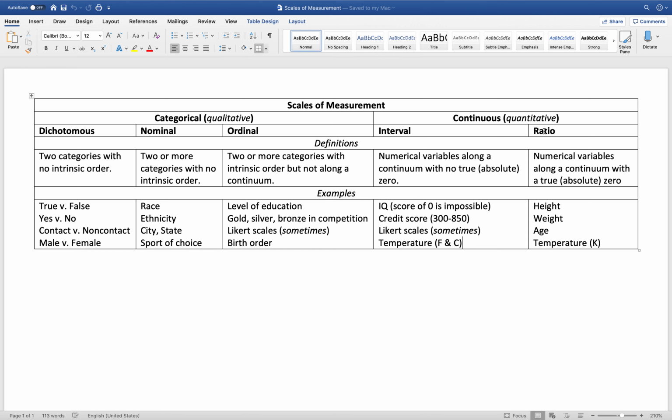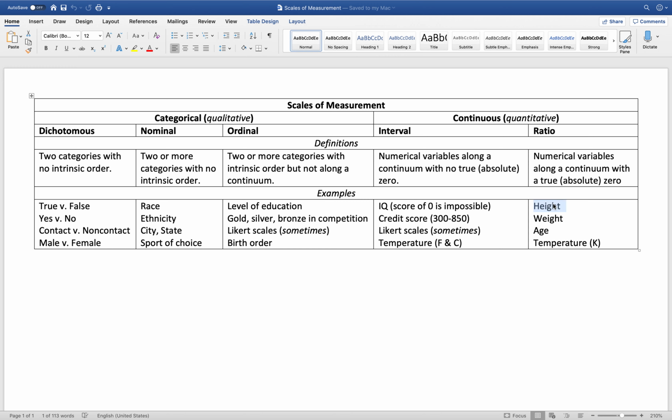Finally, we have ratio. Ratio measures pertain to numerical variables along a continuum with a true or absolute zero. Very similar to interval, with the only caveat being that instead of no true absolute zero, now with ratio measures, you do have a true or absolute zero. Here you might be thinking of height, weight, age, or temperature.